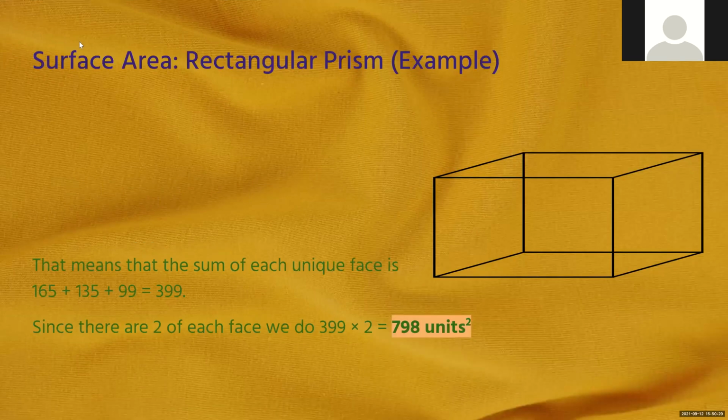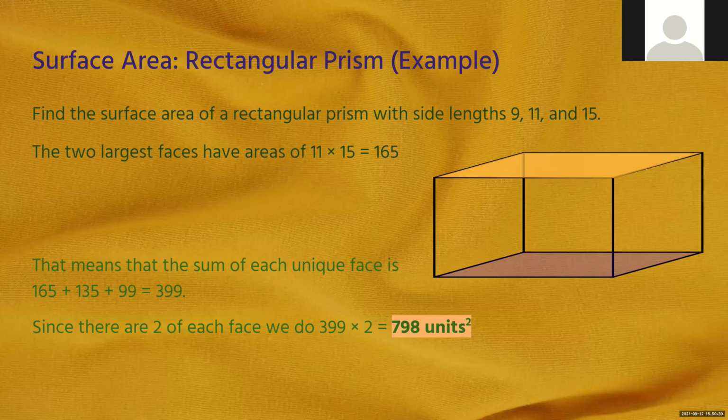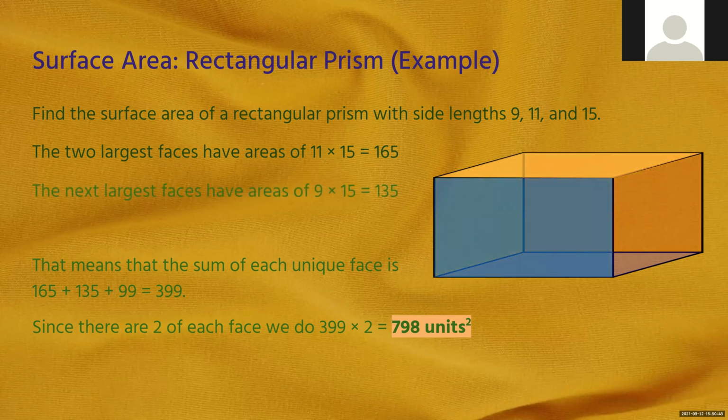So, the answer is on the screen. But basically, an example problem is: find the surface area of a rectangular prism with side lengths of 9, 11, and 15. So the two largest faces have an area of 11 times 15, which is 165 each. And then the next largest faces, the front and the back ones, have areas of 9 times 15, which is 135.